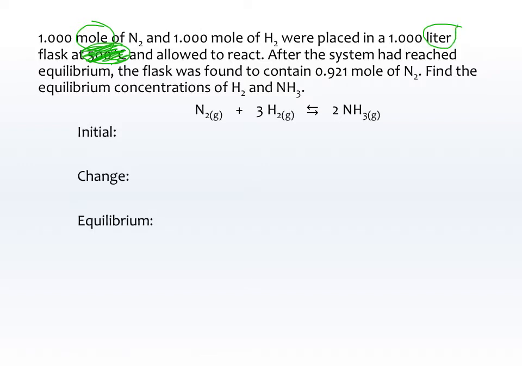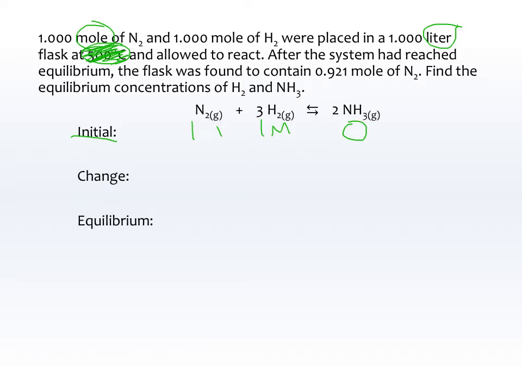But since it's in a 1 liter container, 1 mole in 1 liter is going to end up with 1 molar. So after the system had reached equilibrium, the flask was found to contain 0.921 moles of nitrogen. Find the equilibrium concentrations of the other two. So initially, at the beginning of the reaction, there was a 1 molar concentration of nitrogen and a 1 molar concentration of hydrogen. 1 molar because it's 1.000 moles divided by 1.000 liters. Also, initially the container was empty until you put nitrogen and hydrogen in it, which means at the beginning there was no ammonia. So we've got 1, 1, and 0.